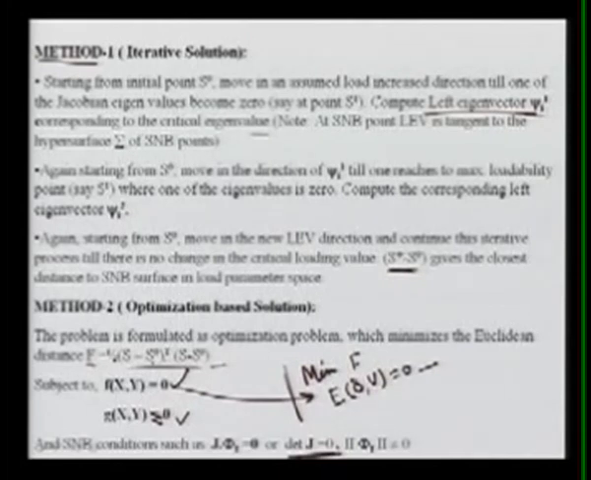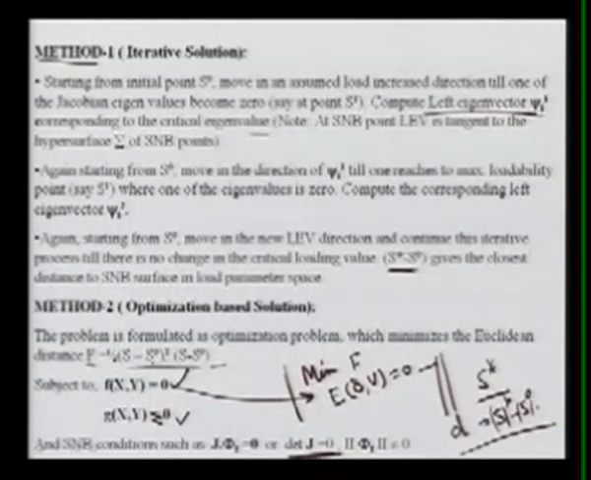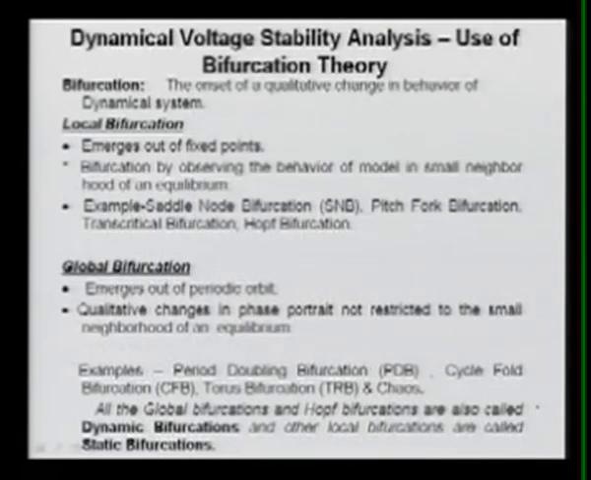So we can optimize and we can get the solution here, S star point, and then you can calculate the distance. That distance d will be S star minus S naught, and then you can say how much loadability you have in your system, and that gives your information about the voltage instability point.